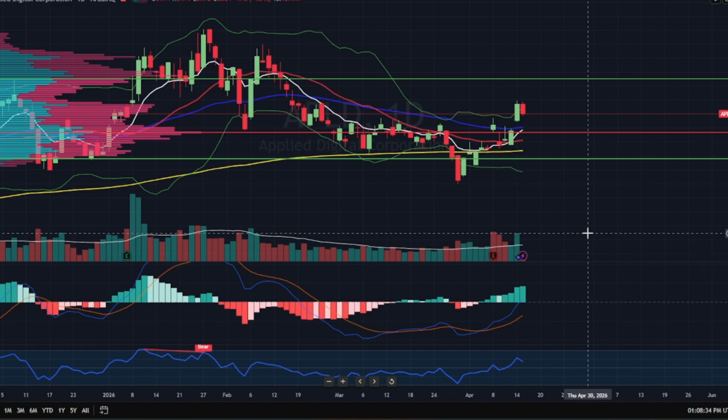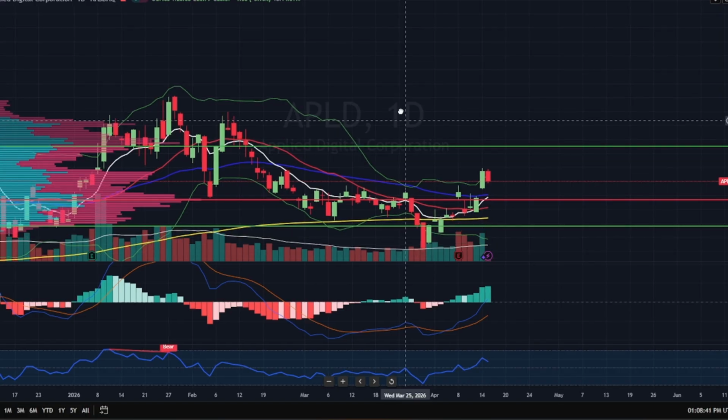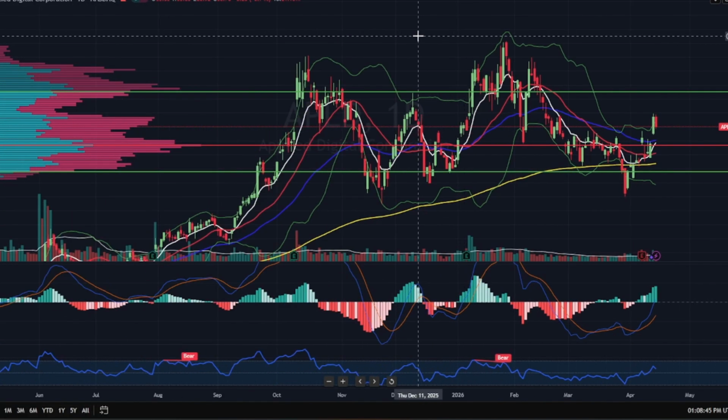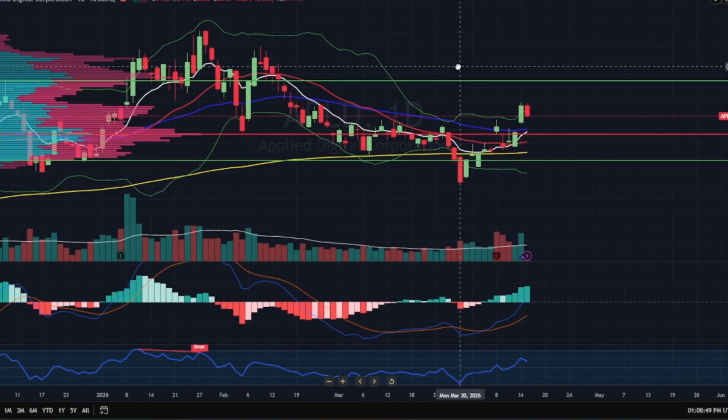So today I'm going to show you how I put on a cash secured put. Today we're looking at the stock Applied Digital Corporation, a company that I'm very bullish on. And first I start in the charts. A couple things I'm looking at here.